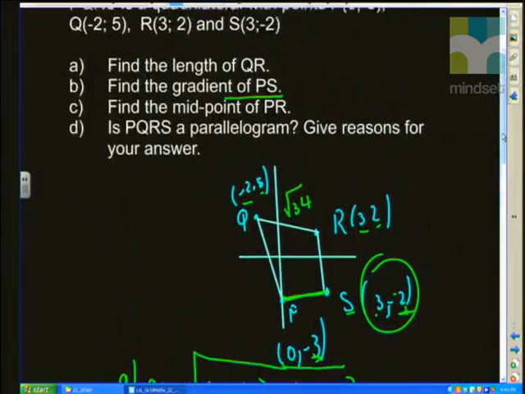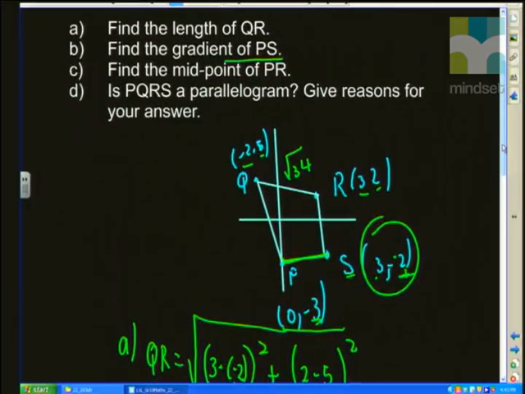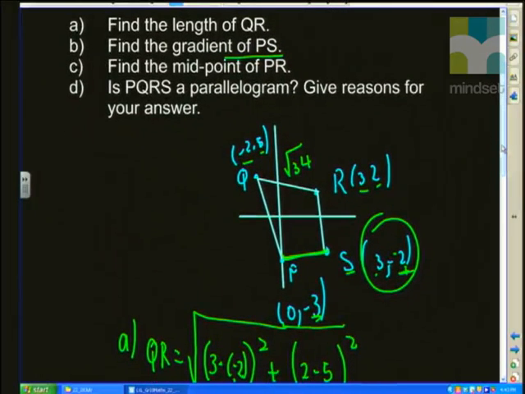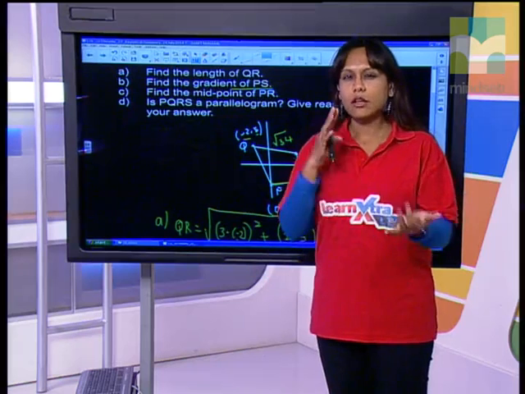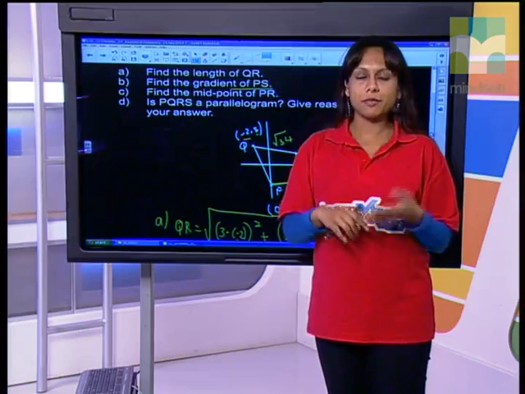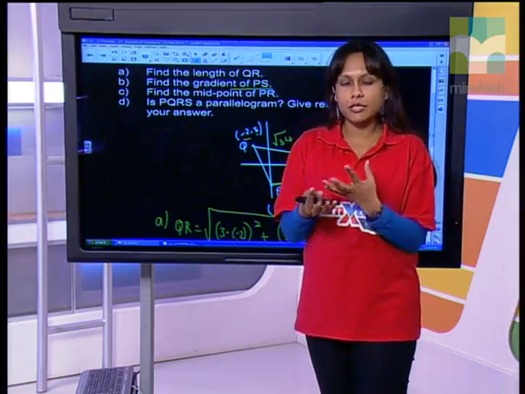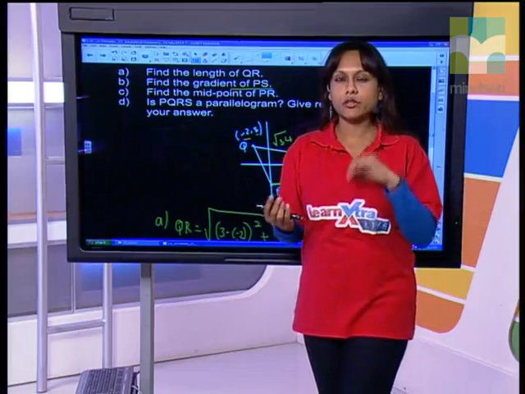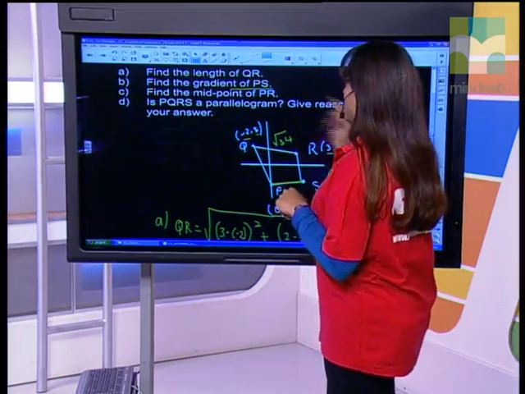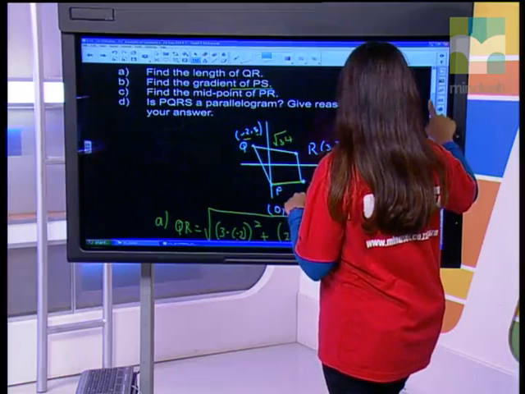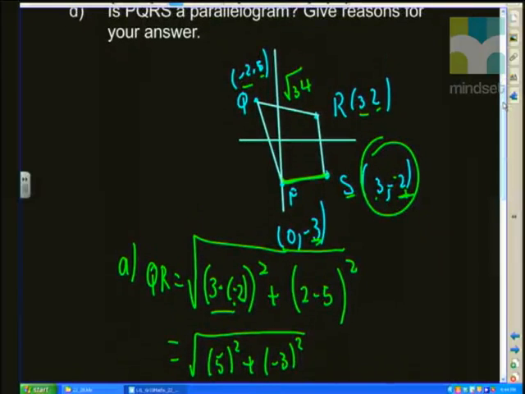They then say to you, find the midpoint of PR. So we're really going through all of the different types of questions you could be asked when you're given a quadrilateral. Find the length, find the midpoint, find the gradient. These are typical questions, and you need to be able to understand what formula to use when. Now we're looking at the midpoint of line PR. So that's the diagonal of this quadrilateral.